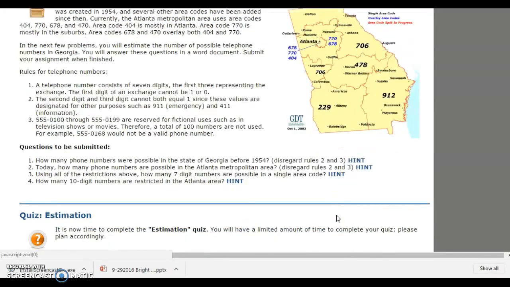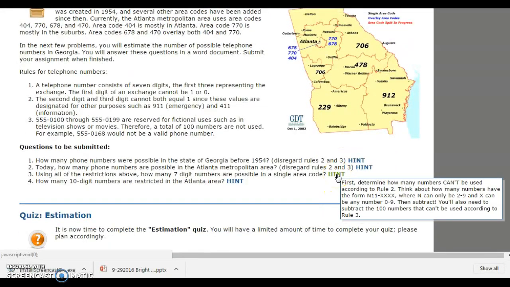Number 3 is tricky. Now the hint tells you what to do though. Read the hint. First, determine how many numbers can't be used according to rule 2. Okay? Think about how many numbers in the form of N, 1, 1, X, X, X, X, where N can only be 2 to 9 and X can be any number between 0 to 9. Then subtract it. You will also need to subtract the 100 numbers that can't be used according to rule 3, okay? So the strategy is to determine how many numbers cannot be used.